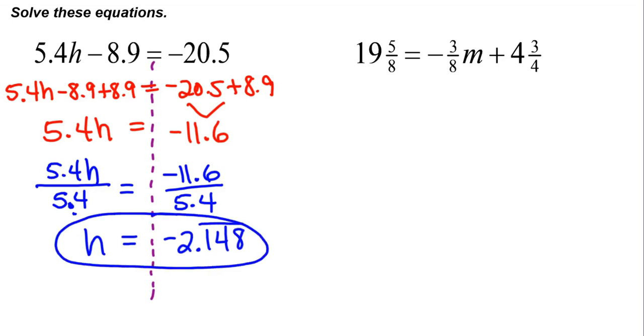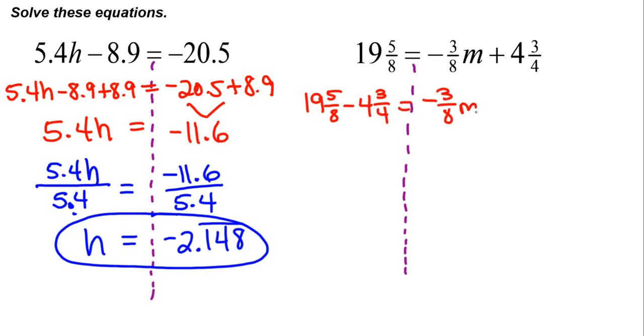And again, I can check that. But in the interest of time, I'm not going to go through the checking because we've done that for every video so far, and you should be familiar with that. Next equation, negative 19 5/8 equals negative 3/8 m plus 4 3/4. So I have multiplication and addition. I'm going to undo the addition first by subtracting 4 3/4 from both sides.